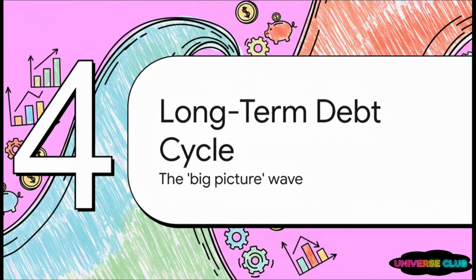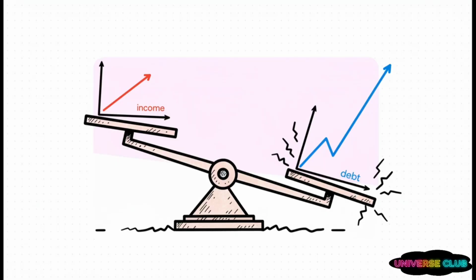We're talking about the long-term debt cycle. This isn't something that plays out in a few years. This one builds over generations, 50, 75, even 100 years. So over decades and decades of these short-term cycles, something happens. Each peak gets a little higher than the last.